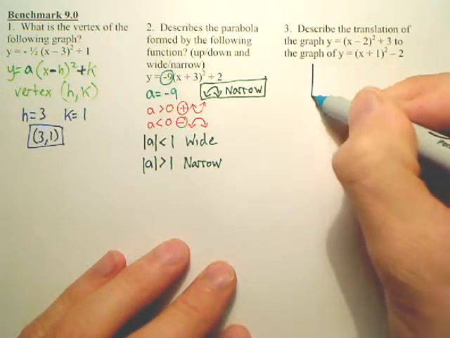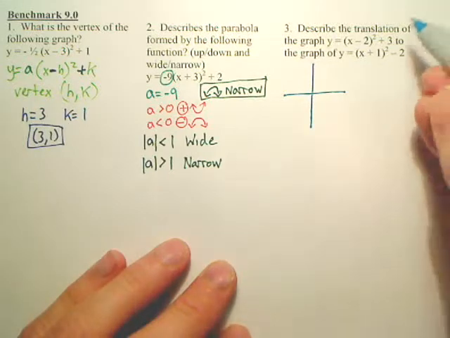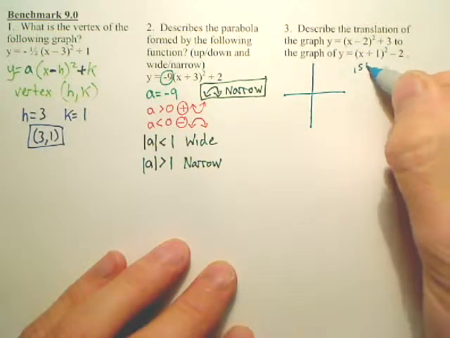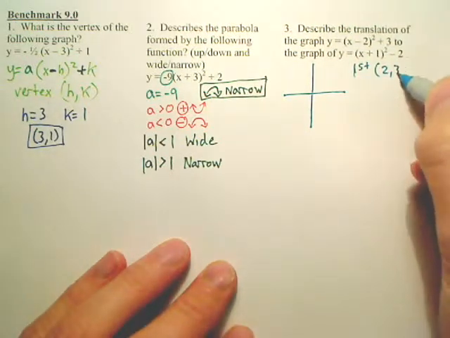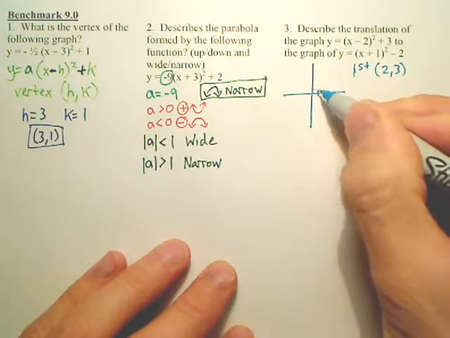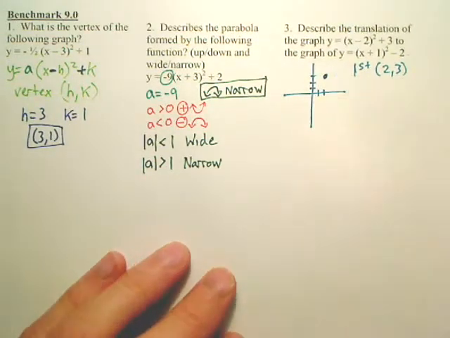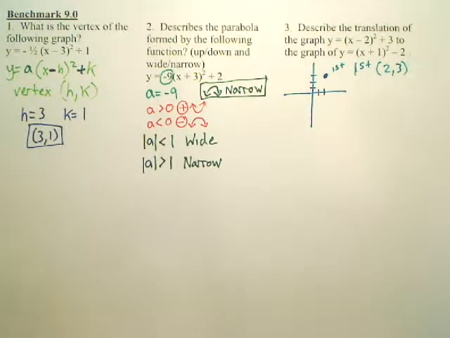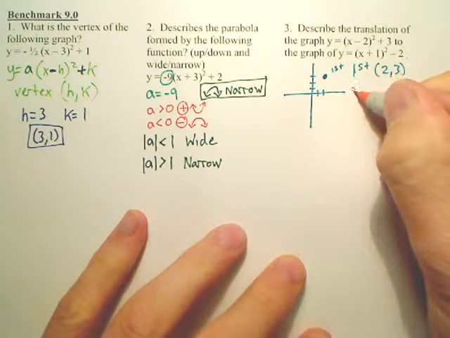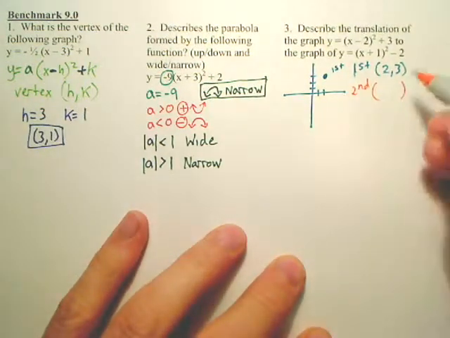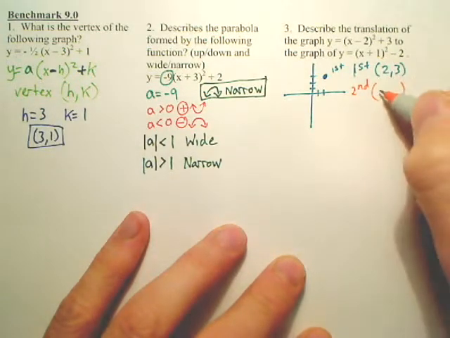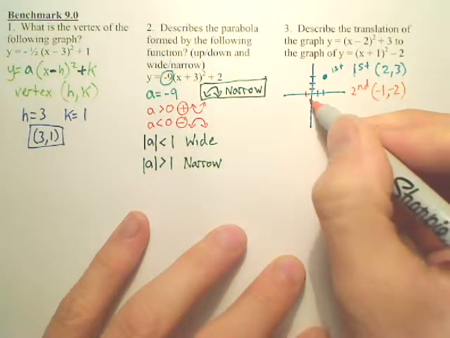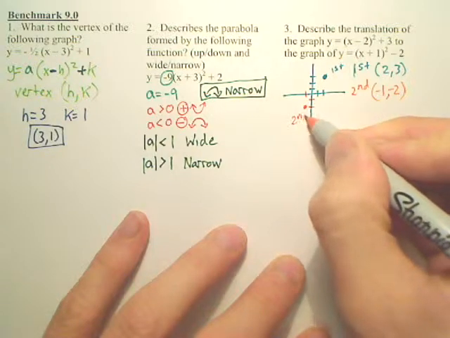If we were to make a very quick sketch of these two graphs, what would be the vertex for the first one? The first one, the vertex is (2, 3), meaning we go over 2 and up 3. That's the first equation. The second equation, what's the vertex? The opposite of 1 is -1, and that is just -2. So the second one is over 1 to the left and down 2. There's my second equation.